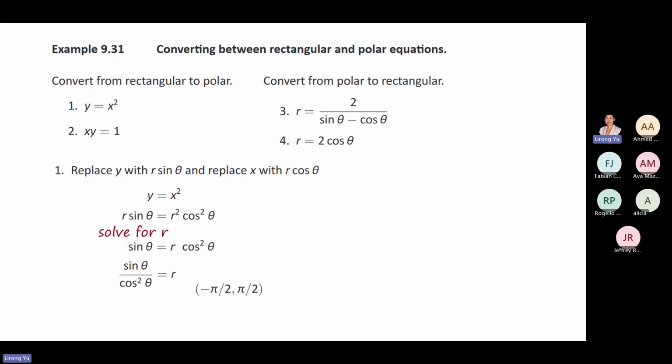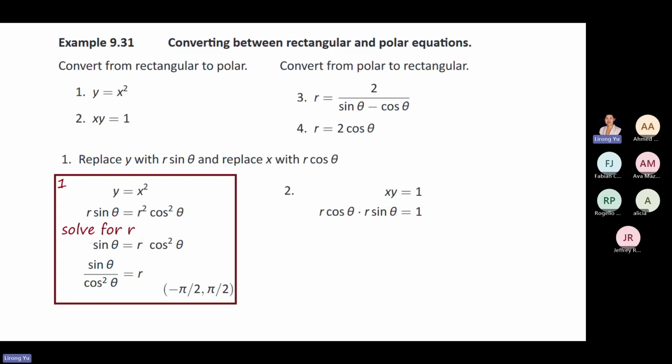Range. Right, so that's the answer for the first question, y equal to x squared. If you graph it with r equal to sine theta over cosine theta, it's the same picture. Also, you can barely see a hole in the representation, but it's a problem.